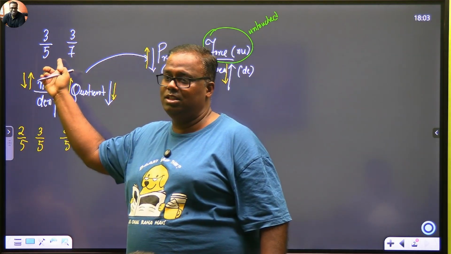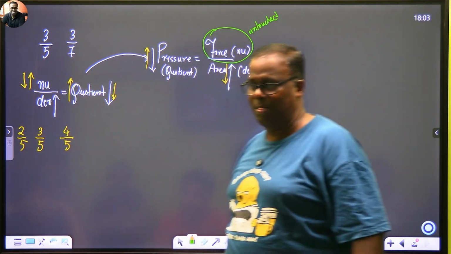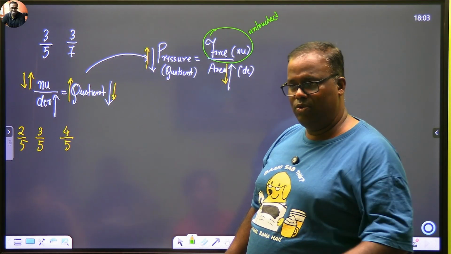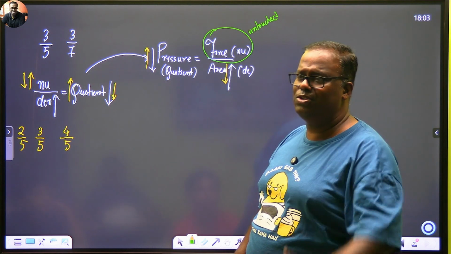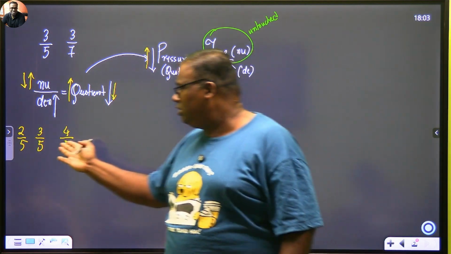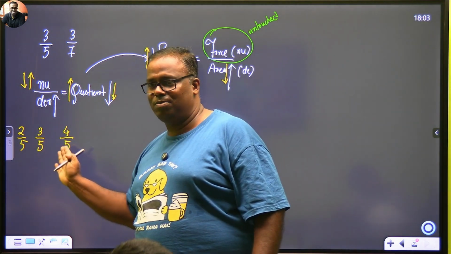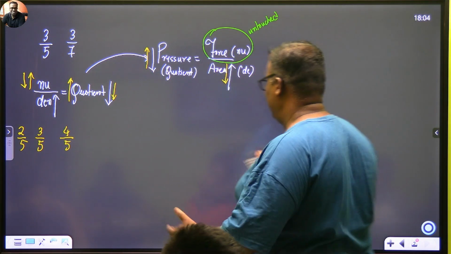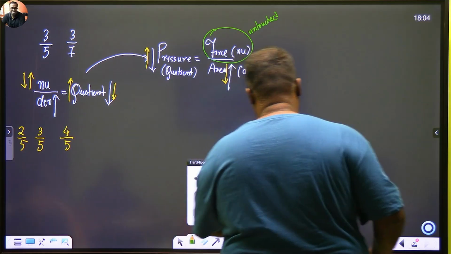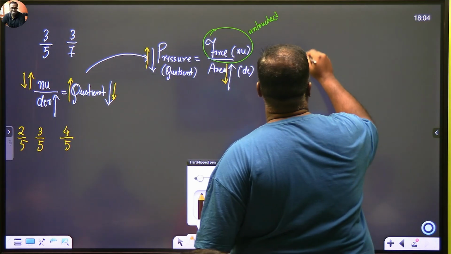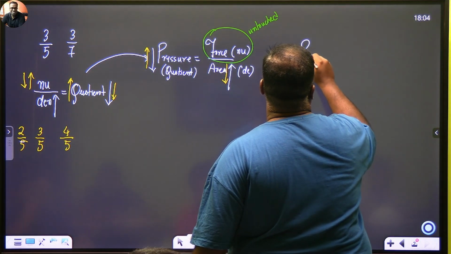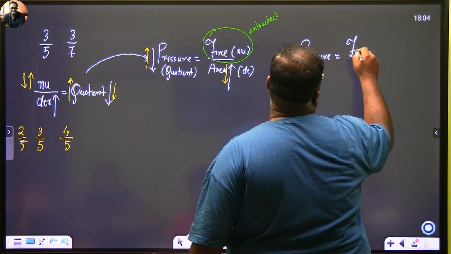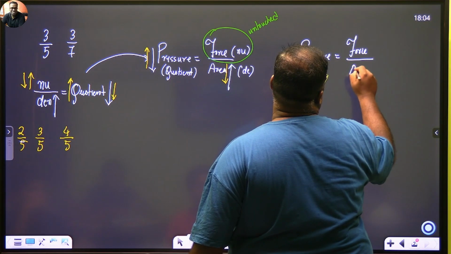But let us first understand examples in which we will keep the force constant and we will only vary the area. And what is in our mind? As area decreases, pressure increases. I hope you have understood this through the illustration of the fractions that I have given, right? So let's now see pressure as force upon area.